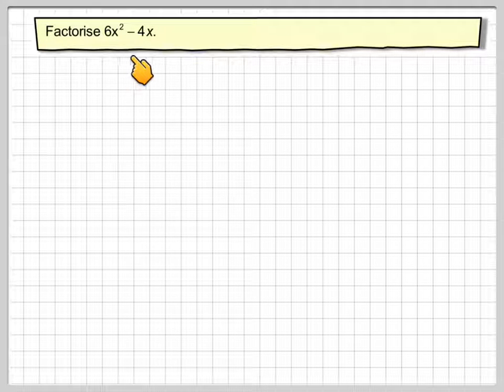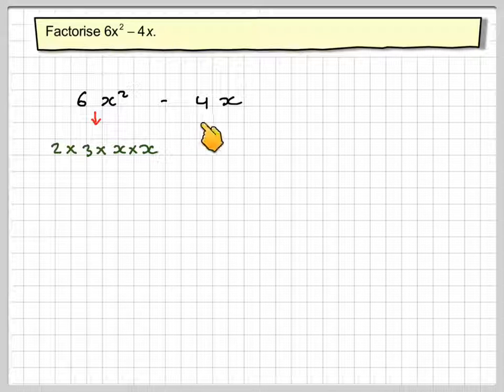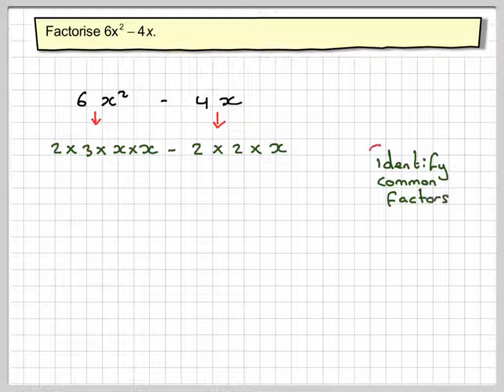Factorise 6x squared minus 4x. So writing down 6x squared and minus 4x, then we split that into its prime factors. That's 2 times 3 times x times x, and then minus 4, we'll write as minus 2 times 2, and then we'll add the times x. Now, identify common factors.